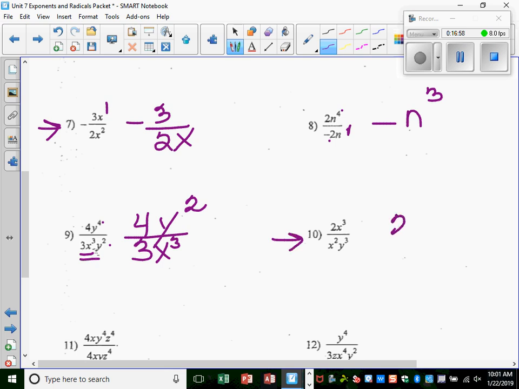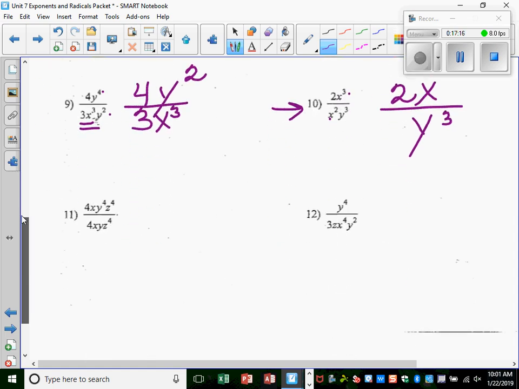All right, I'm going to do one more. The 2 will stay. I don't have anything to reduce it with. Subtract my x's. 3 minus 2 is 1. And I don't have any more y's, so the y to the third will stay where it is.